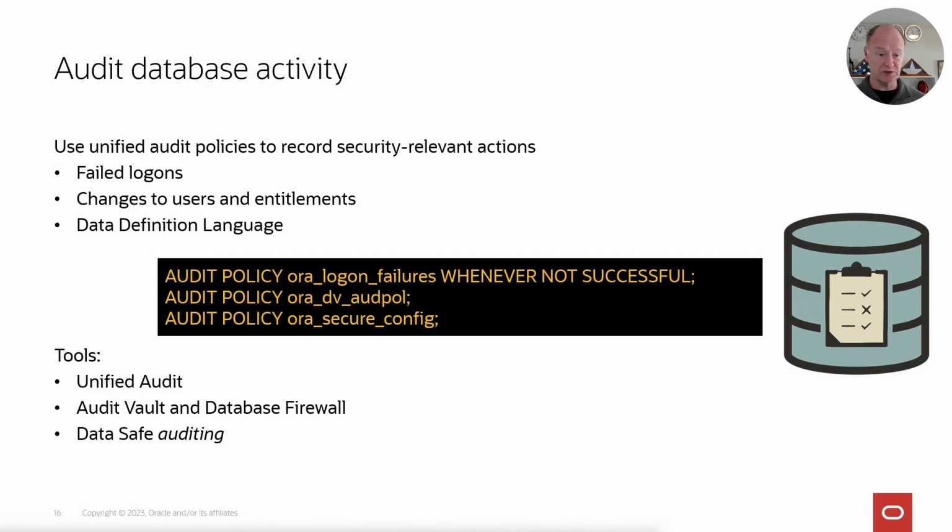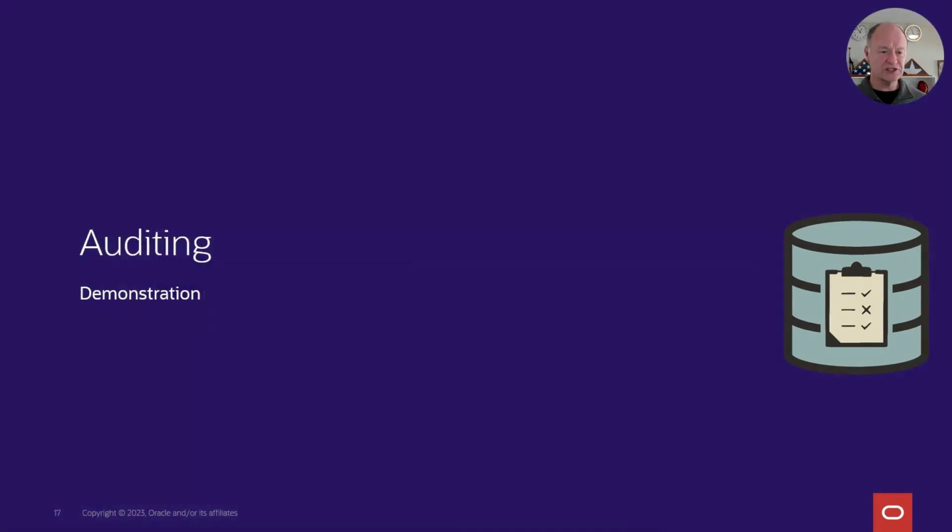Here, our main tool is built into the database, Unified Audit, but optional tools would include things like Audit Vault and Database Firewall, or the auditing capabilities of DataSafe, where we're going to collect this audit data from the database and move that into a repository for analysis, alerting, reporting, all of that stuff that we need to do from a compliance standpoint. So let's take a look at auditing in action.